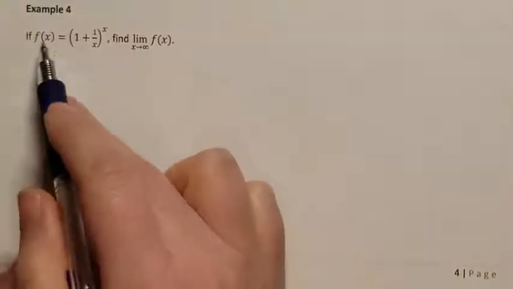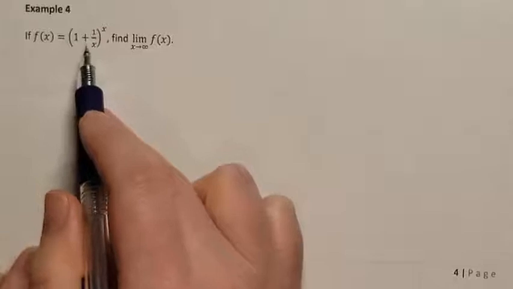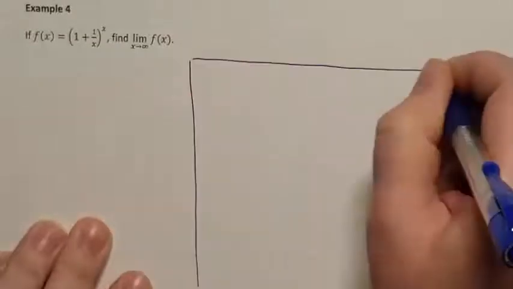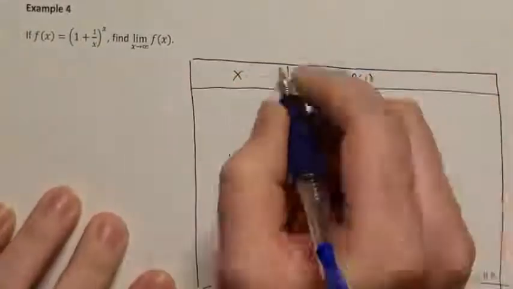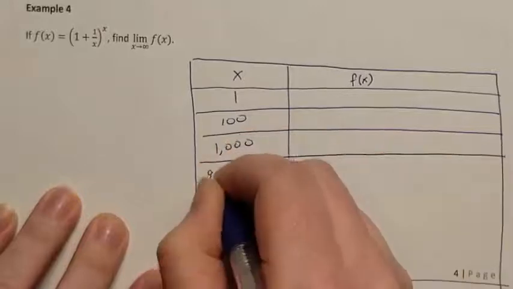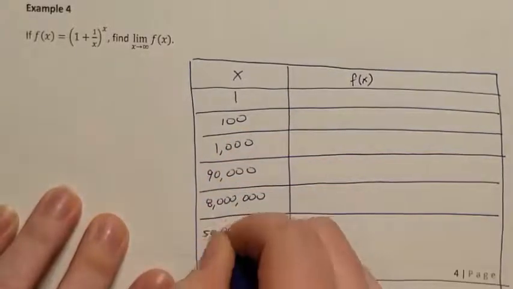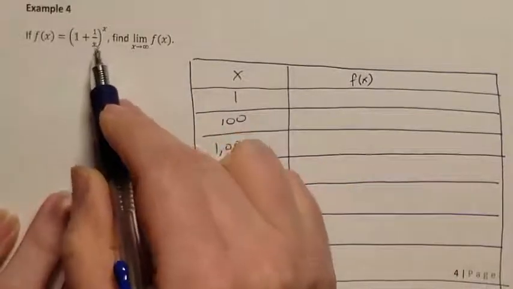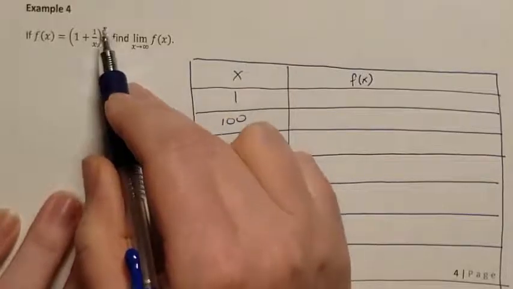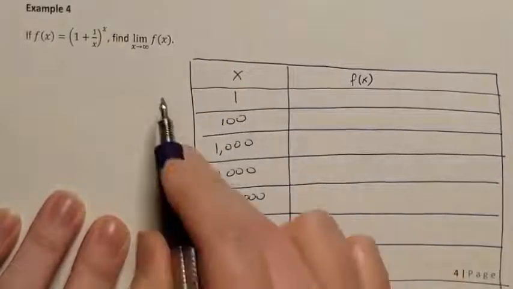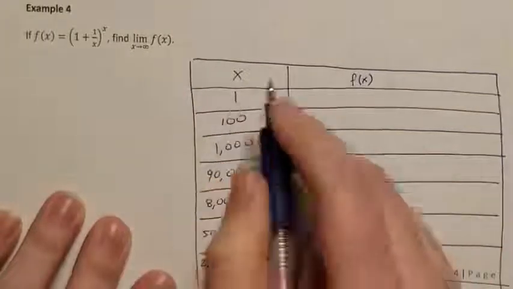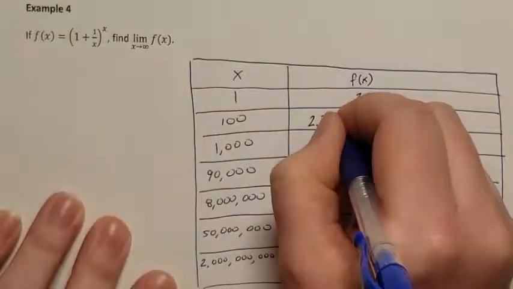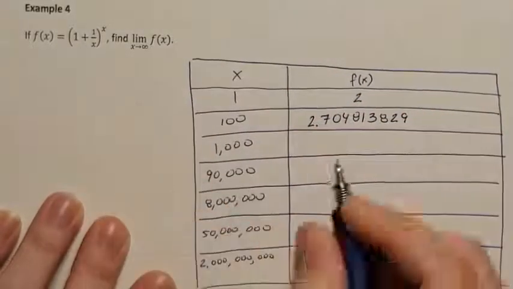Example number 4. If f of x equals the quantity of 1 plus 1 over x, all to the x power, find the limit. We need a table for this one. Plugging all of these values into this big function. So yes, it's going to be in the equation twice. So what happens? It's a denominator and an exponent. Plugging in 1, I get 2. Plugging in 100 into this function, and then continuing with all the other numbers.